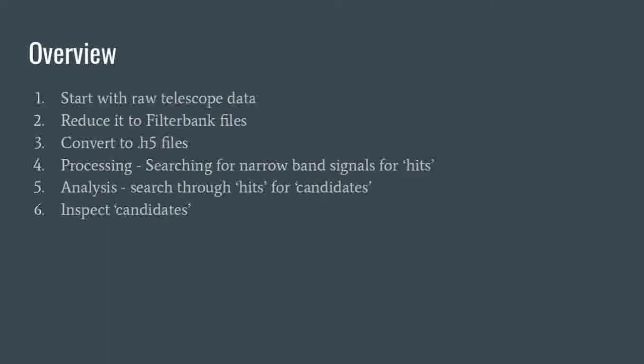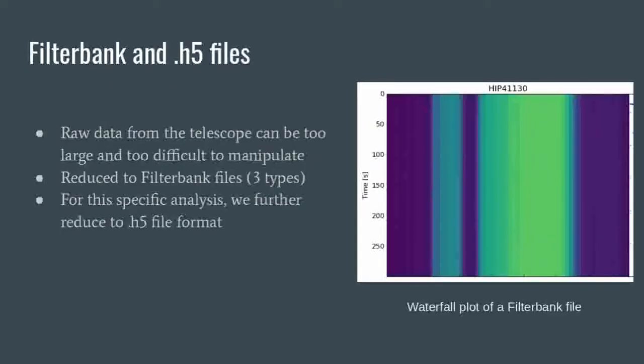The real algorithm is sort of broken down into two steps: processing and analysis. Processing searches through each observation's file to find narrowband signals, which I call hits. It'll find any narrowband signals at all. The second step, analysis, will then search through all of these narrowband signal hits for more likely ET signals, which I call candidates. Each candidate is then looked at individually and inspected and determined to be either local interference or satellites or, hopefully one day, ET. Now, a more in-depth explanation of each of these steps.